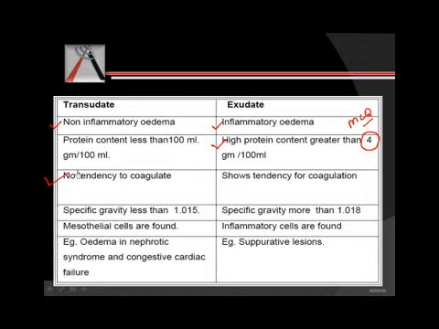Transudate has no tendency to coagulate, while exudate shows the tendency to coagulate. The specific gravity of transudate is less than 1.015, while that of exudate is more than 1.018. Inflammatory cells are found in the exudate, while there are no inflammatory cells in the transudate. An example of transudate is the edema of nephrotic syndrome. When we talk about the exudate, it is always related to inflammation. This chart is a very important source of MCQs, and we have a lot of MCQs on this chart.